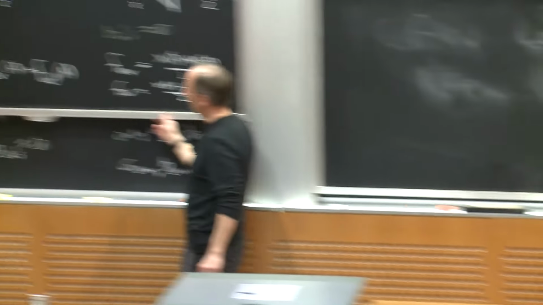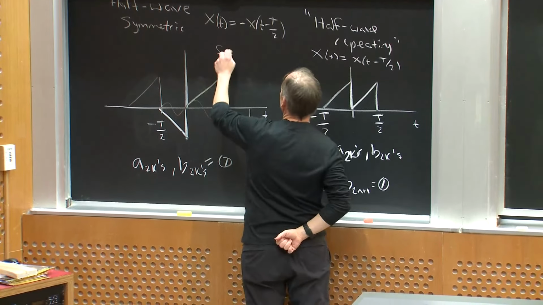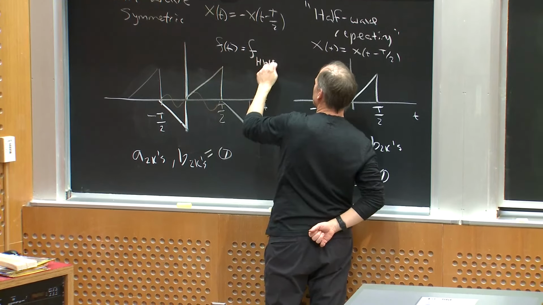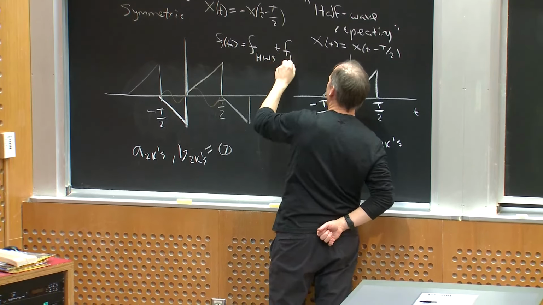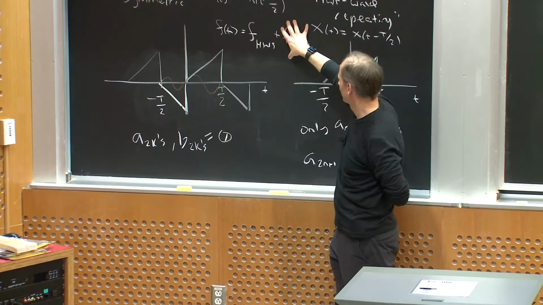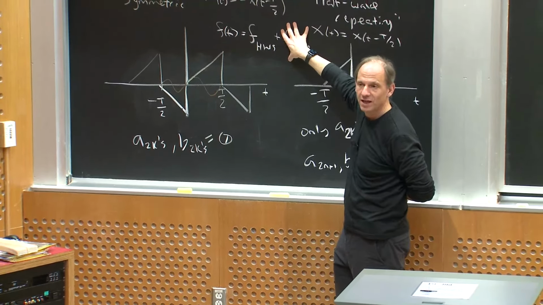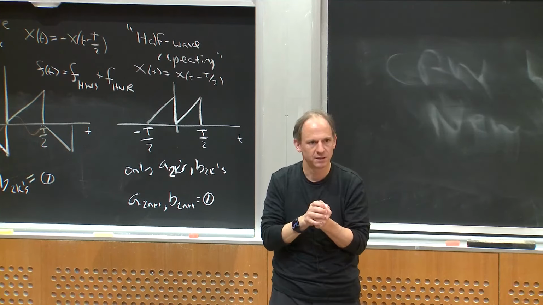Likewise, I could make a decomposition of any waveform f of t into a half wave symmetric element plus a half wave repeating component. And again, this is going to be the fundamental and odd harmonics. This is going to be DC and even harmonics. Those are time waveform decompositions, but they're into different parts of the Fourier components. Okay? Any questions about that?